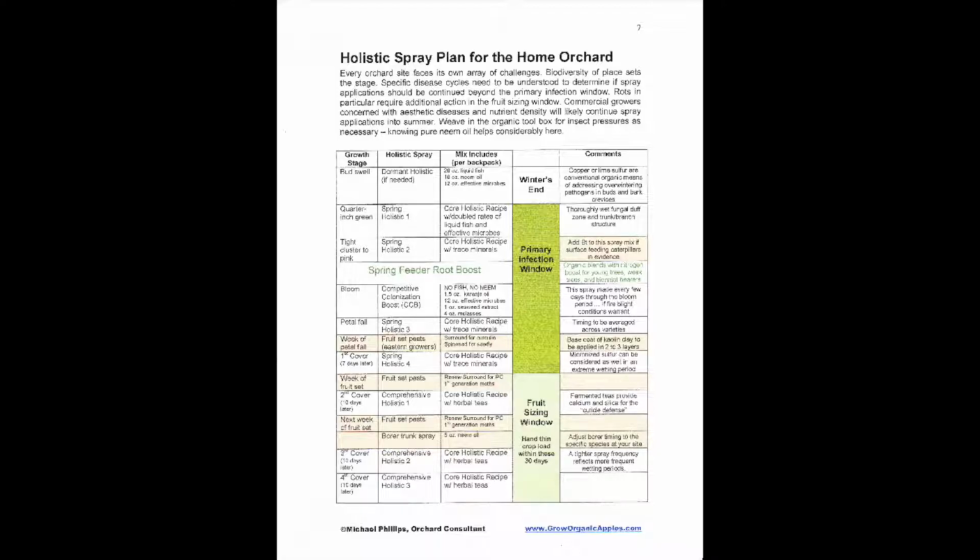So the primary infection window. I talk about holistic applications that are made at the week of quarter-inch green and a pink and a petal fall and 7 to 10 days later. You don't have to understand the why of that. We're not even explaining it yet. But it overlaps when scab happens. It mostly overlaps when rust happens. You get into the fruit sizing window. That's the tail end of rust. But this is all fire blight time.